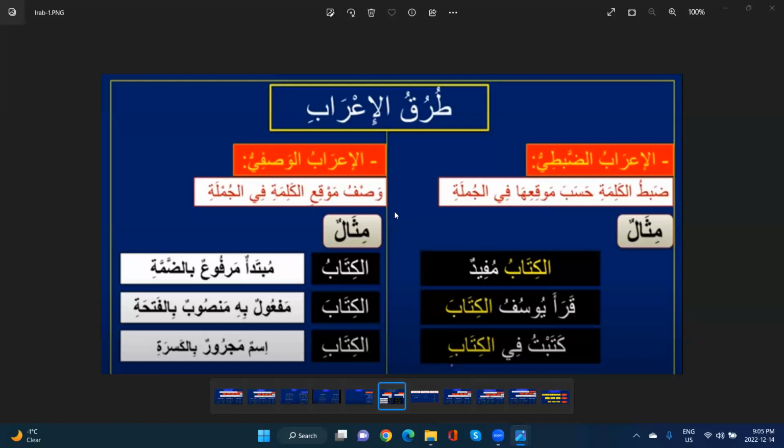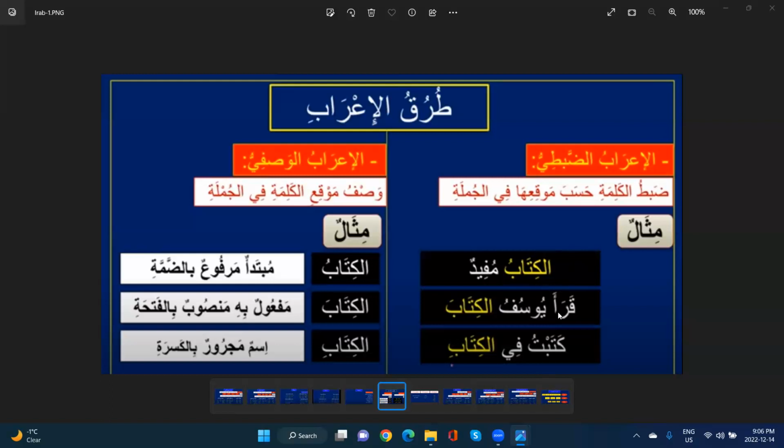If you look at the Dabti one, it says Dabtul Kalimati Hasaba Mawqi'iha Fil Jumla: what is the position of the noun in the sentence? Look at the first one: Al-Kitabu Mufidun. If you look at Al-Kitabu, isn't it Rafa? Because we know how to identify the status of a singular noun. Is Al-Kitabu singular? Yes, and we know that because of the Al, it is Kitabu and not Kitabun. Perfect. Mufid means the book is useful.